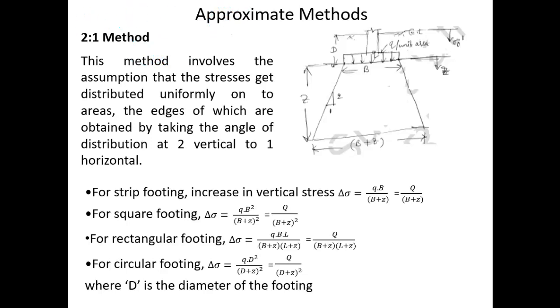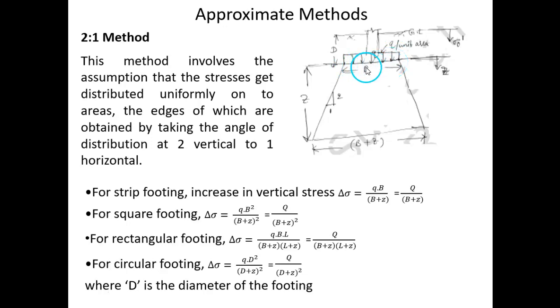Let us discuss the 2:1 method. In this method, it is assumed that the load is distributed from the base of the footing in a 2:1 manner, 2 vertical to 1 horizontal. Suppose the load acting on this footing is capital Q, then the intensity of load on the footing base, small q, equals capital Q divided by the area of the footing.